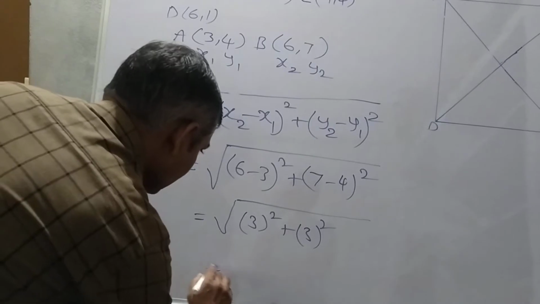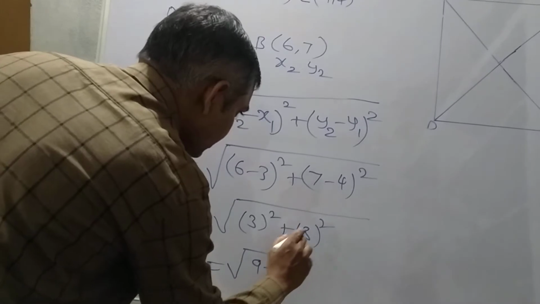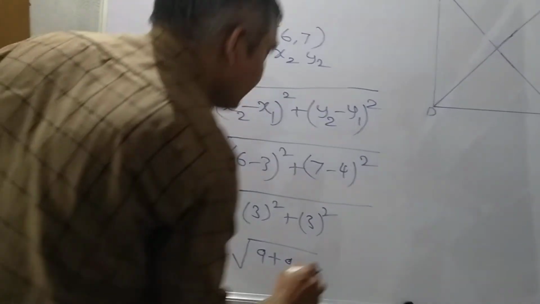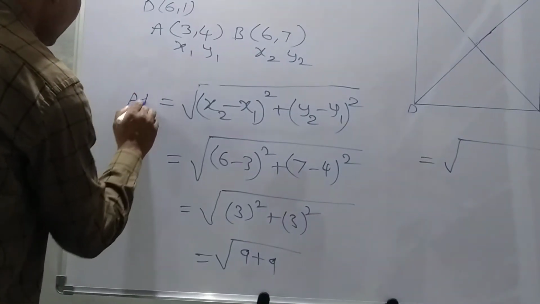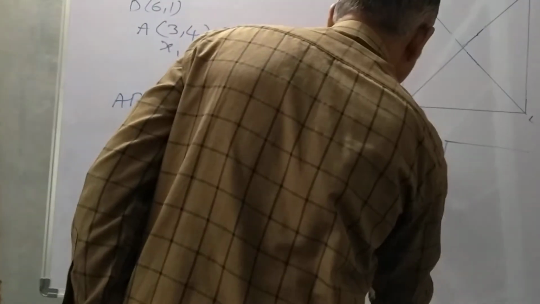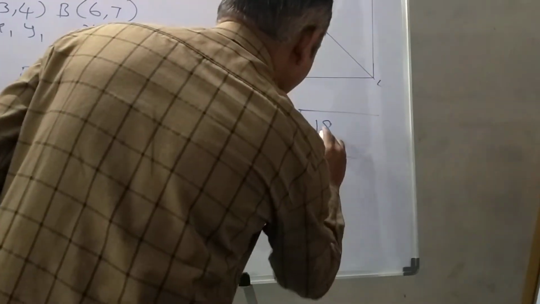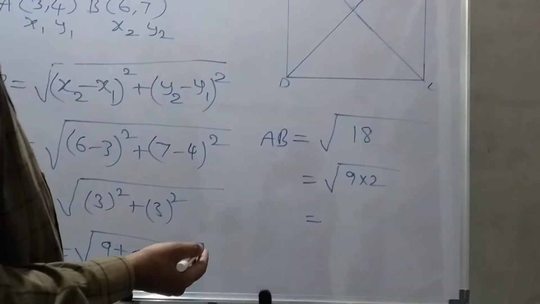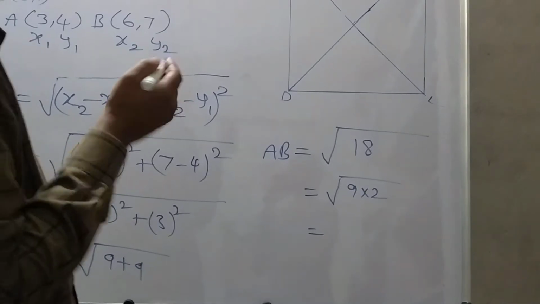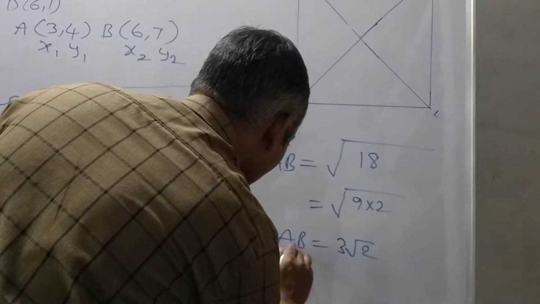3 square means 3 into 3, which is 9, plus 3 square, which is 9. This is the distance AB. 9 plus 9 is 18. We can write 18 as 9 into 2. If you take root 9 outside, the value of root 9 is 3. We can write that as 3 root 2. The value of AB is equal to 3 root 2 units.